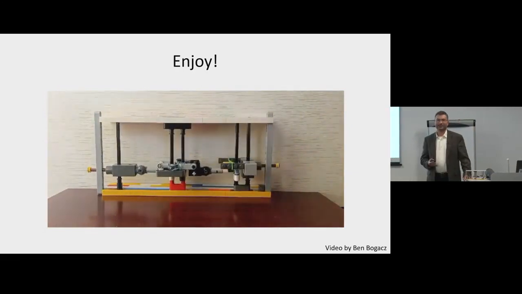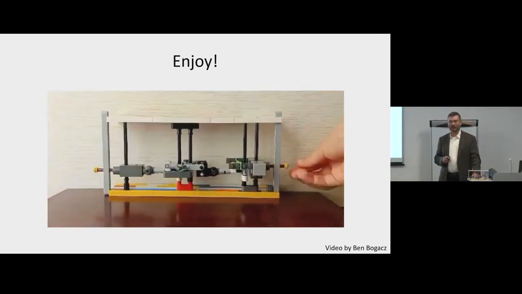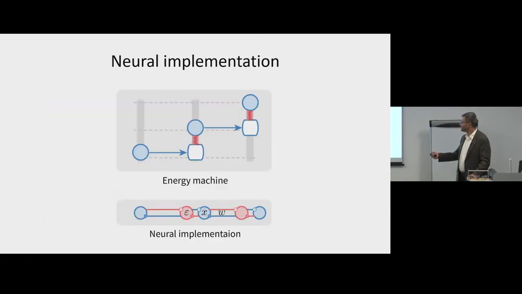So how does this energy machine relate to a biological implementation? It turns out that there is a very simple architecture of a neural network which has exactly the same dynamics as this machine. And this network includes two types of neurons. There are the value neurons, shown in blue, which correspond to the normal neurons, or nodes, in artificial neural networks. And there are error neurons, which correspond to springs. And they are connected in this pattern.